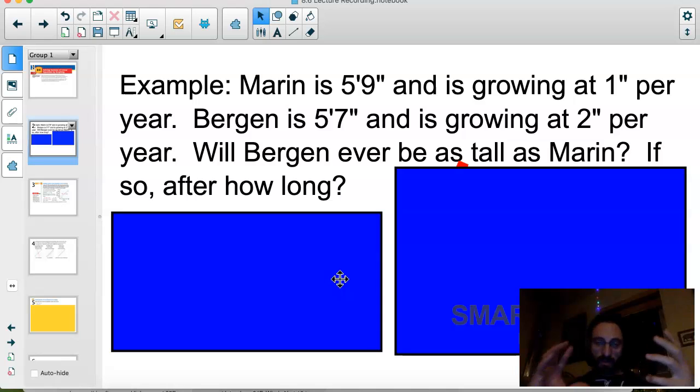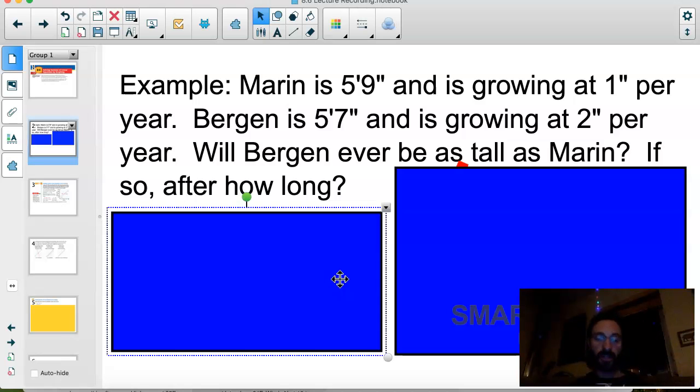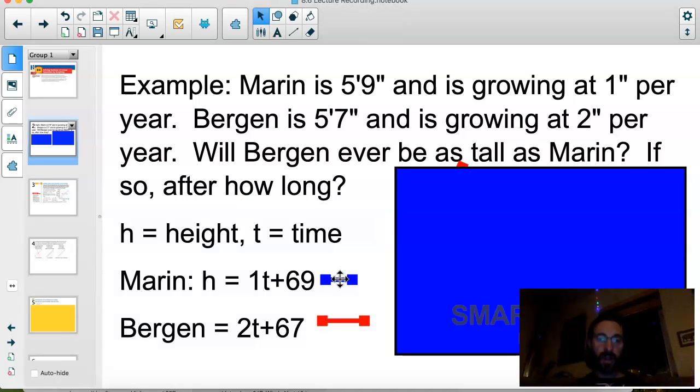Well, when I look at this equation, there's a constant rate of change, which means it's linear. It's a linear relationship, so I can make a linear equation. Let me use h, a variable h, as the height of Marin or the height of Bergen, and t is the time in years. So if I wanted to build an equation to model Marin's height, I'd say her height is equal to 1 inch per year, 1t, plus 69.